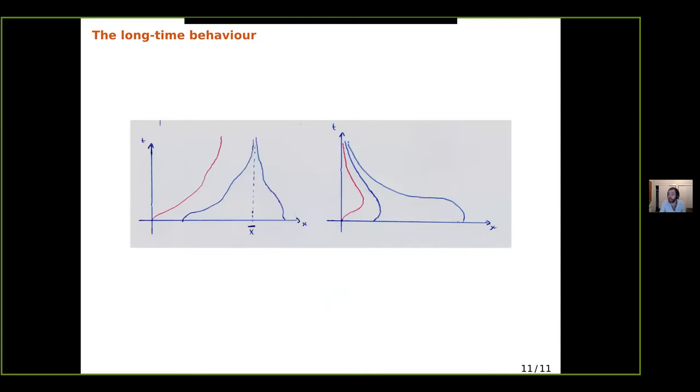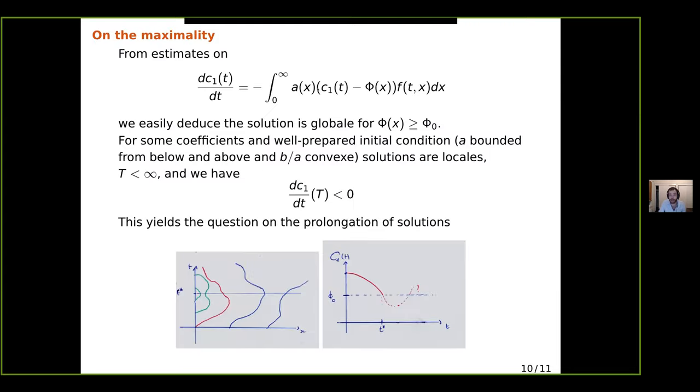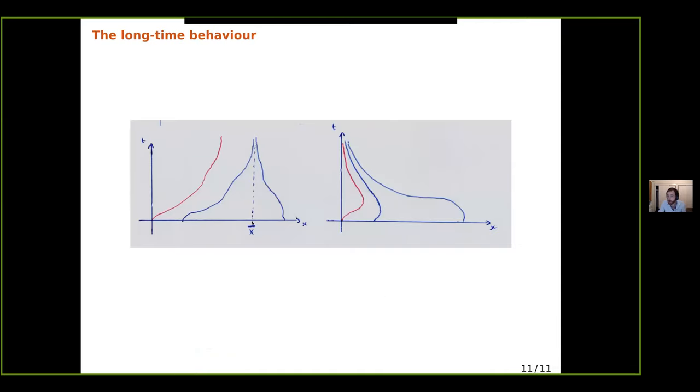I would like to finish just with the long time behavior of the problem, which is really challenging too. We can have several cases because the flux is here. So depending on whether C1 goes to a steady state, but depending on the function here, that is B over A, this term can cancel. It can cancel at some points, at some sizes, and you can create some kind of Dirac at that point. The mass can generate a Dirac.